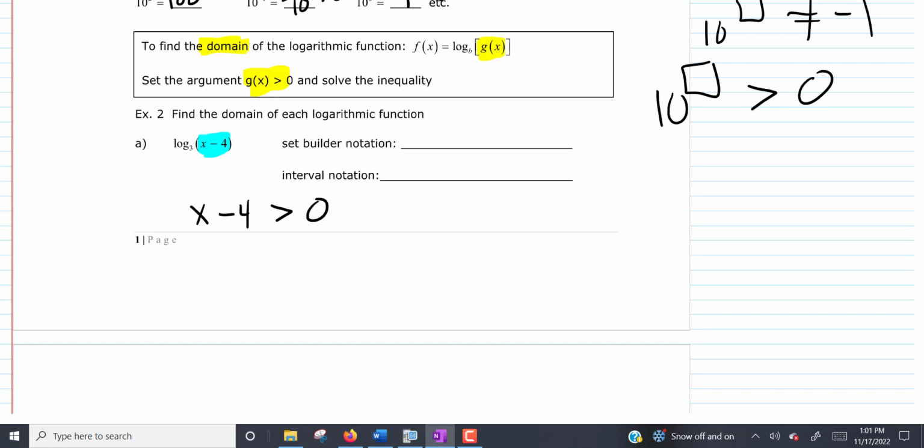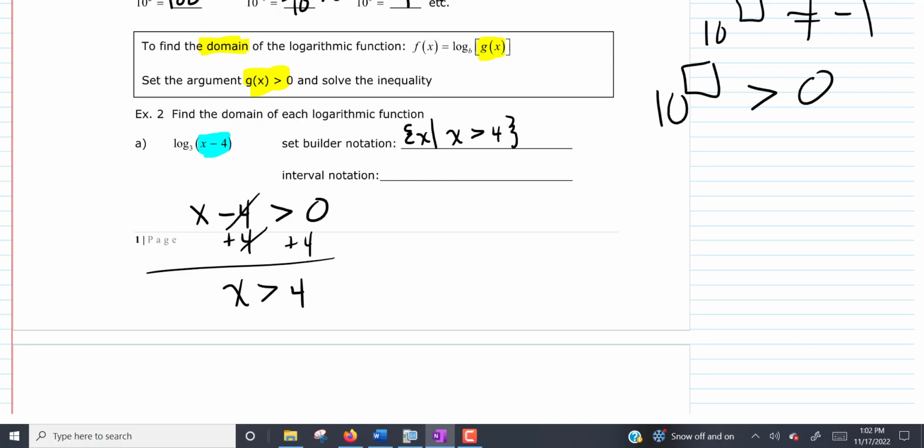Now, that's a super easy inequality to solve. We've learned how to solve inequalities. You add 4 to both sides, you get x is greater than 0 plus 4, which is 4. That's your domain right there. In set builder notation, we've learned how to do that, you would say the set of x such that x is greater than 4. So x has to be greater than 4 on this problem.